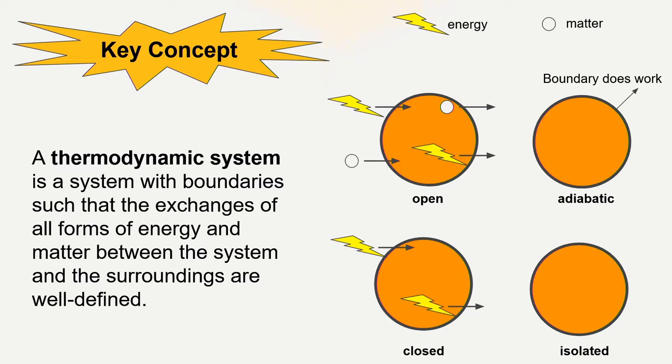Finally, we have an isolated system, which is purely a theoretical construct. An isolated system is a system that neither energy nor matter can transgress the boundary of, and these don't actually exist in the universe, but certain physicists use them as convenient shorthands for solving otherwise hard problems that are hard to consider as an open or closed system.